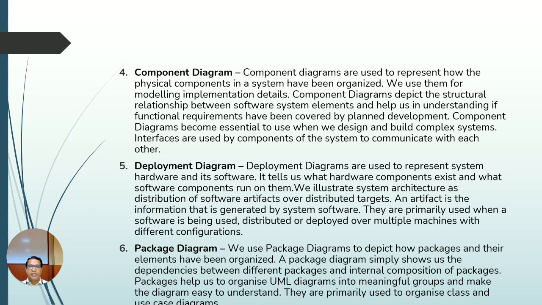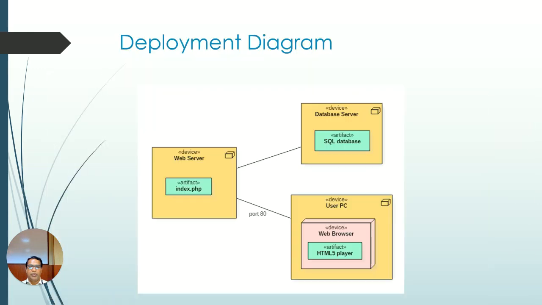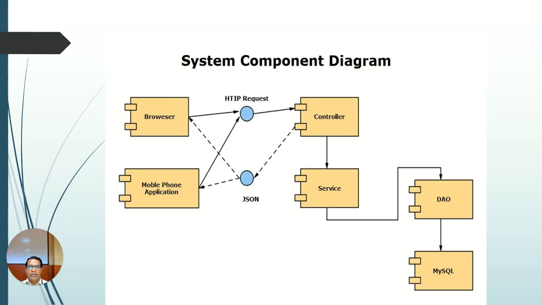The fourth form of diagram is the deployment diagram, which tells about the deployment environment of a given system. That is the hardware and software that are required for deploying a particular application after its completion. Here, as you can see, the web server, database server, and user PC are all hardware components, and index.php, SQL database, and HTML5 player are all software components needed for deploying a particular software. This diagram is useful for developers in order to understand the environment for which they need to develop the software that is going to be deployed in the future.